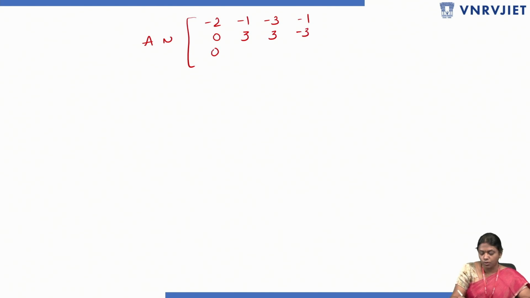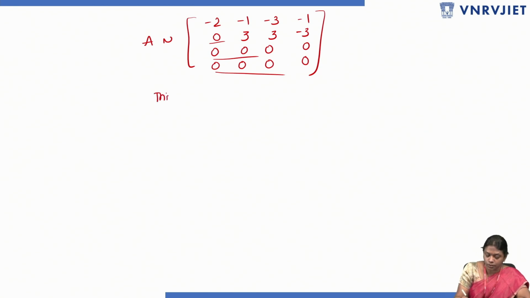So now it is approximately equal to, I'm writing the first two rows as they are: -2, -1, -3, -1, 0, 3, 3, -3. All the third row elements are going to be 0 and all the fourth row elements are going to be 0. If you observe the given matrix here, the number of zeros are in increasing order. If the number of zeros are in increasing order, in that case, this is in echelon form.